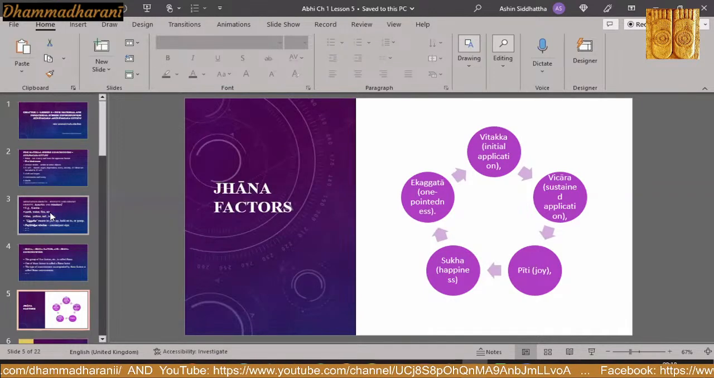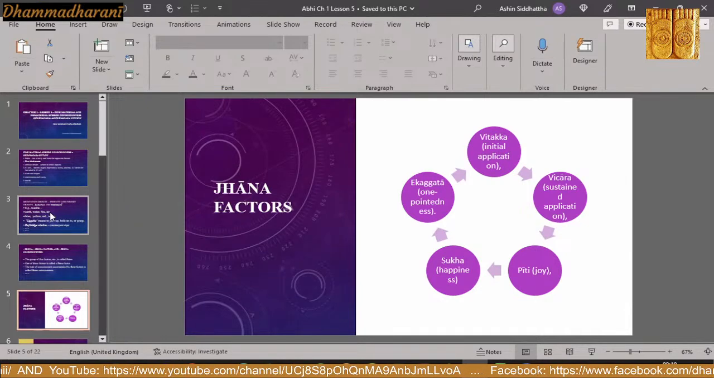Vitakka, in English we translate as initial application. Vichara as sustained application. Piti, joy. Sukha, happiness. Ekaggata, one-pointedness. So these jhana factors, actually these are mental factors we will learn in the second chapter. Those mental factors have the ability to see the object closely and burn the opposite factors.